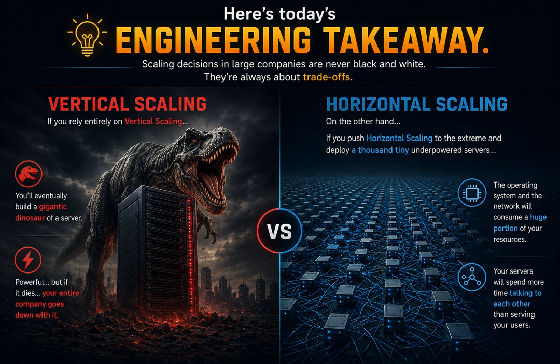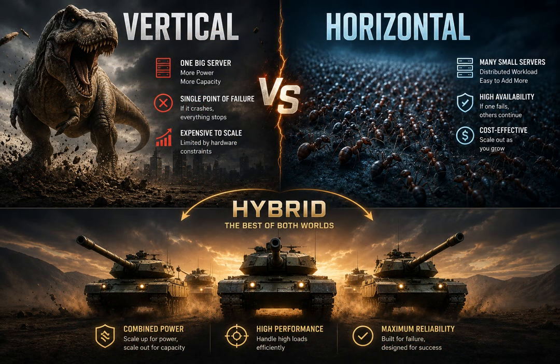That is why experienced architects almost always choose a hybrid approach. They do not build dinosaurs, and they do not build ant colonies. They build a battalion of tanks. First, they scale up each server enough to handle serious workloads, for example, a machine with 16 CPU cores and 32 GB of RAM. Then they scale out by deploying 5 or 10 identical servers behind a load balancer.